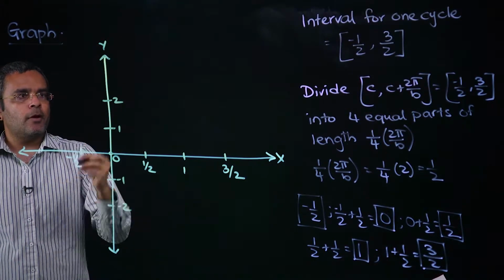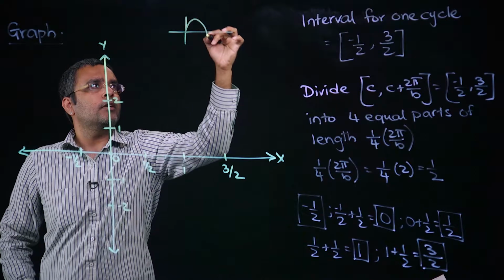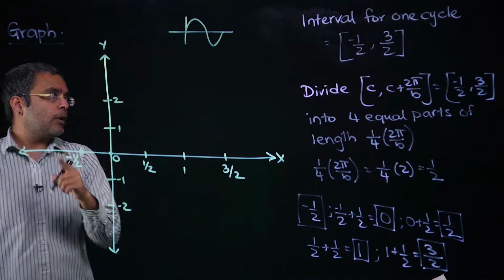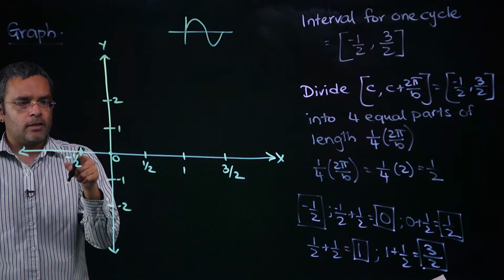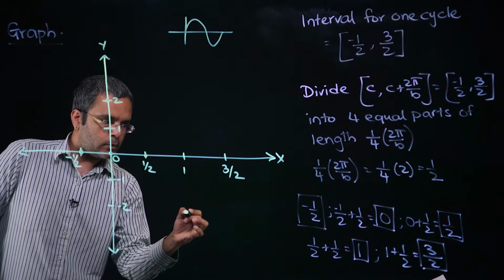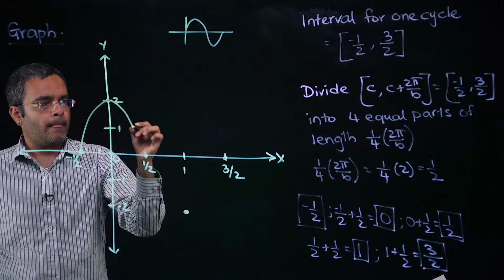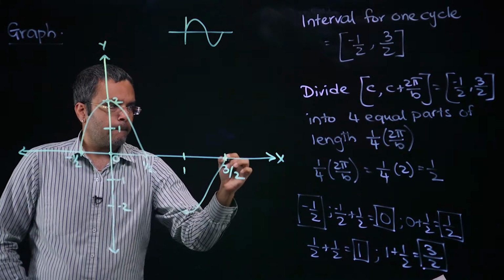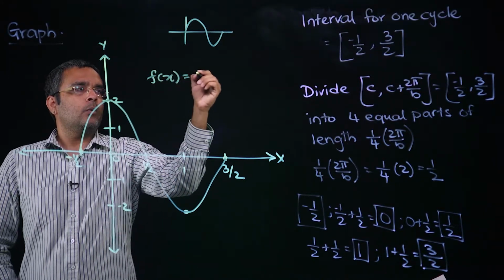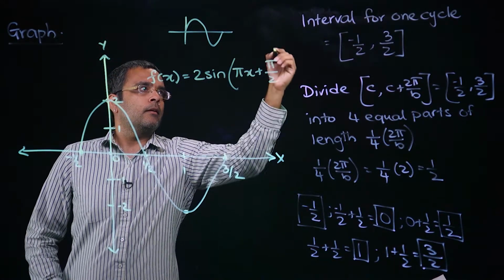Now, the amplitude of my function is 2. If you remember, the general shape of your sine function is like that. At -1/2, if you put -1/2 into your original function, you will see that it will be 0. Then it goes up to 2, back to 0, comes back down to -2, and to 3/2. If you join this, that would be the graph of f(x) = 2 sin(πx + π/2).